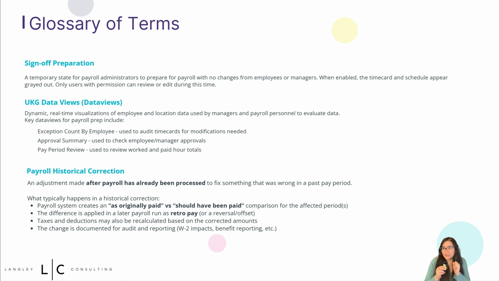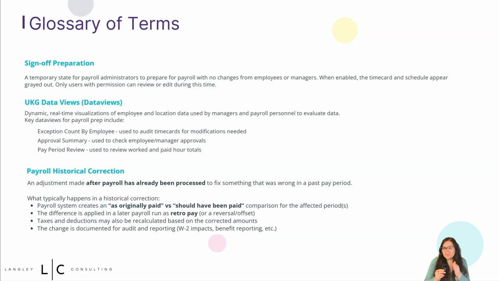First, sign-off preparation. This is a temporary state for payroll administrators to prepare for payroll with no changes from employees or managers. When enabled, the time card and schedule appear grayed out. Only users with permissions can review or edit during this time. Critical. UKG data views are dynamic. These are real-time visualizations of employee and location data used by managers and payroll personnel to evaluate data. If your team is not using these, definitely hit us up. They are extremely useful when put in place and customized properly.